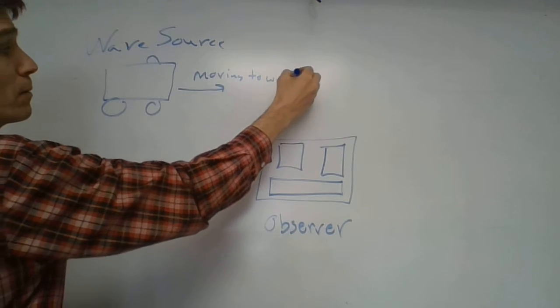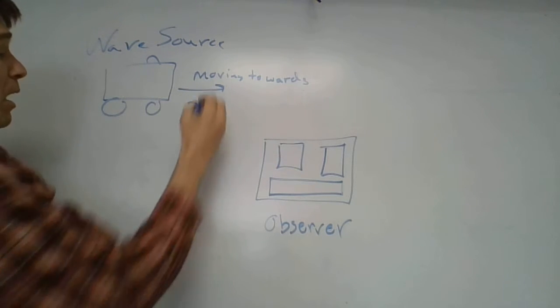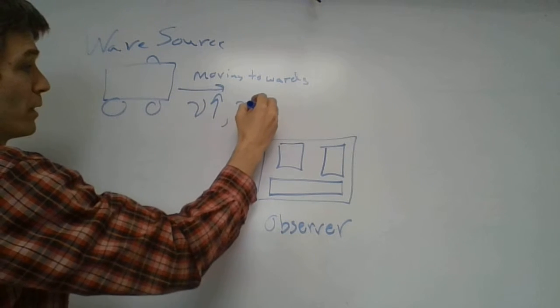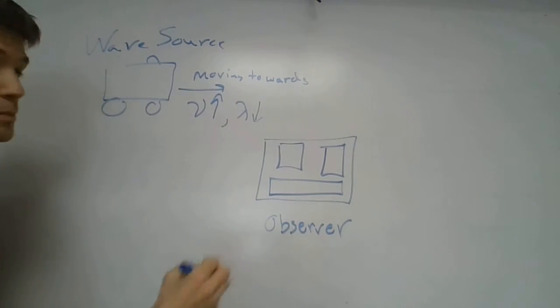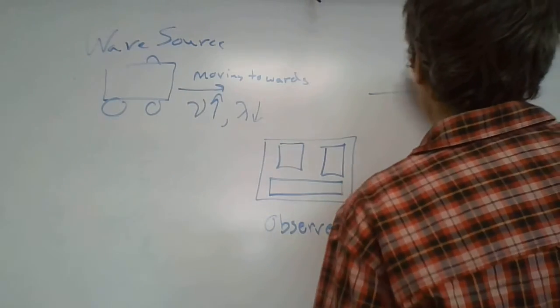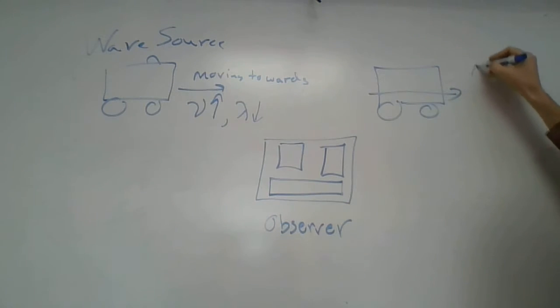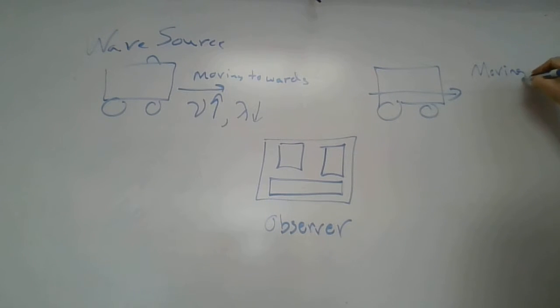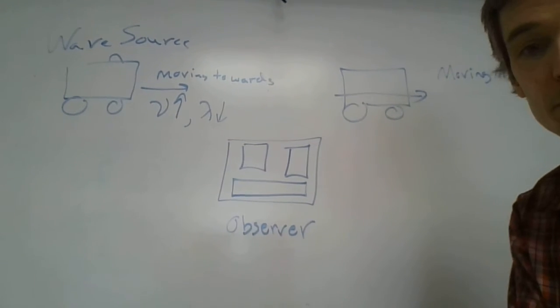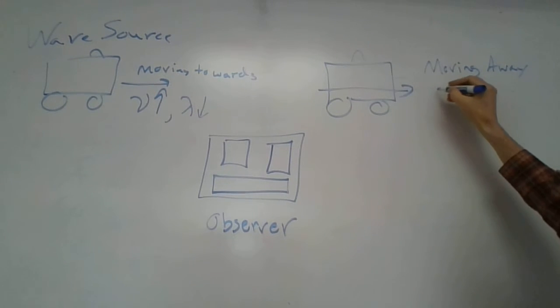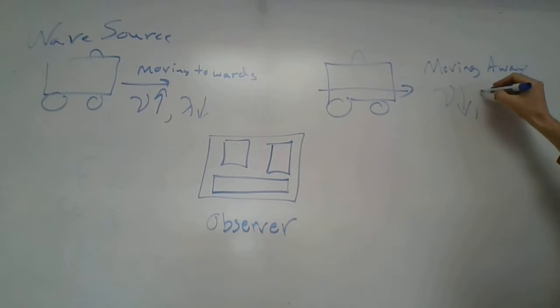towards, the frequency is going to go up and the wavelength is going to go down. And as it's moving away, the frequency will go down and the wavelength will increase.